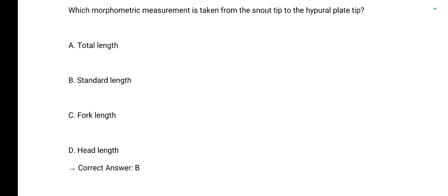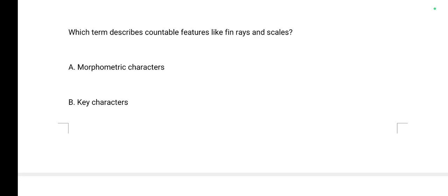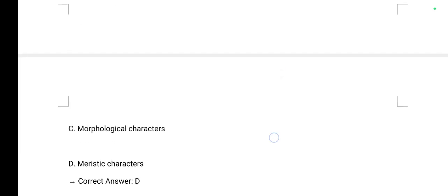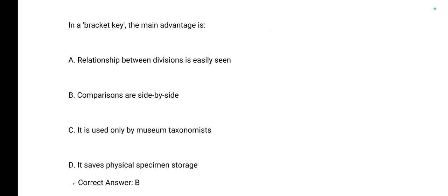Which morphometric measurement is taken from the snout tip to the hypural plate tip? So it is standard length. Which term describes countable features like fin rays and scales? So the correct answer will be meristic characters. In a bracket key, the main advantage is that comparisons are side by side.